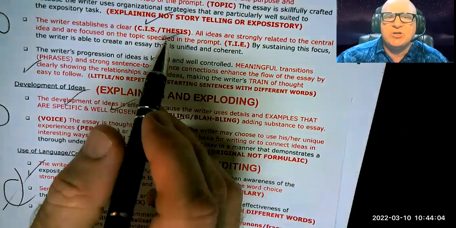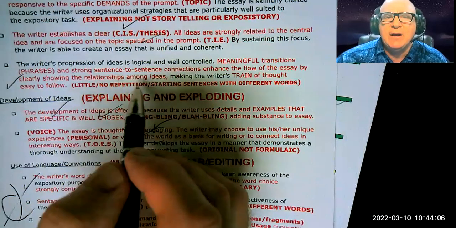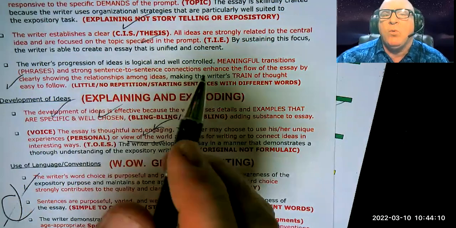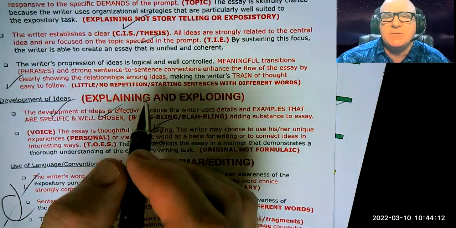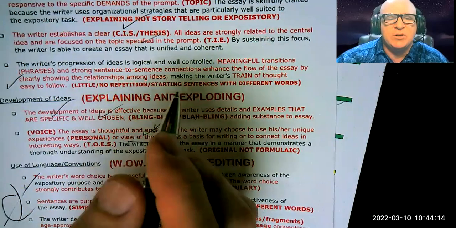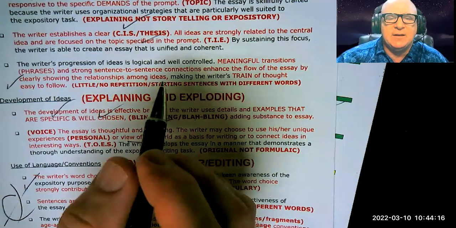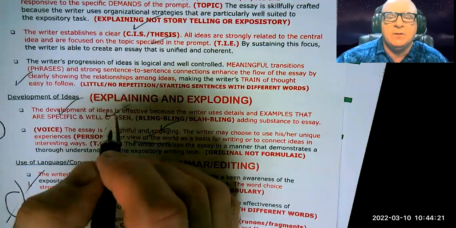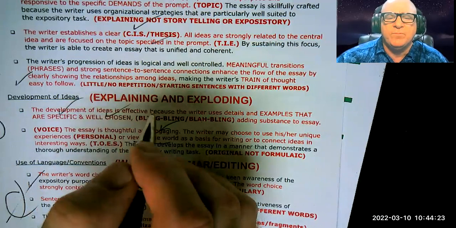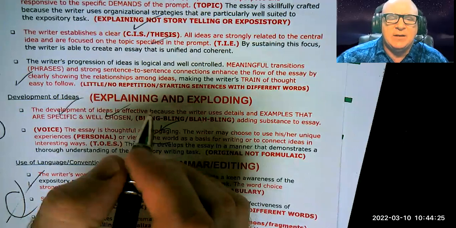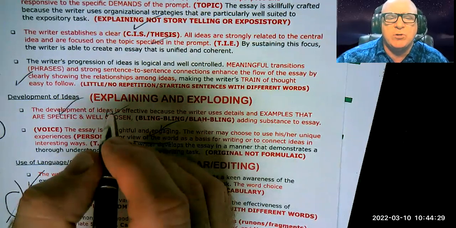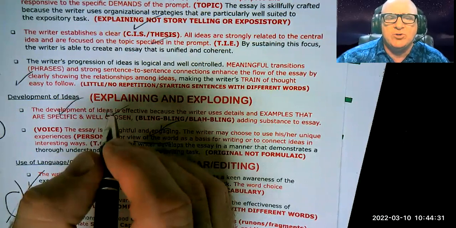So my suggestion for you teachers that have struggling writers is maybe just stick to 1 reason, 1 example that you explain and explode, because it just says the development of ideas is effective. It doesn't say how many. So you can change ideas to idea. And I'm just going to give you 1 idea, 1 strong thesis statement, controlling idea or central idea.